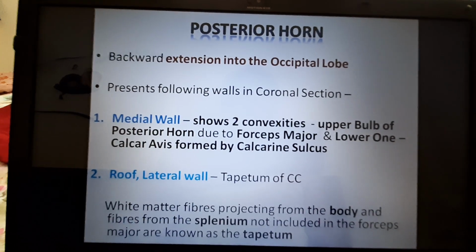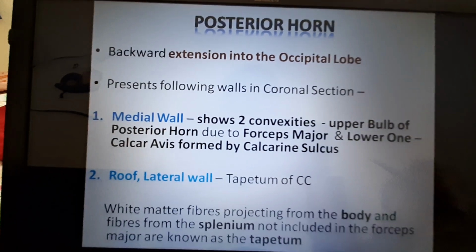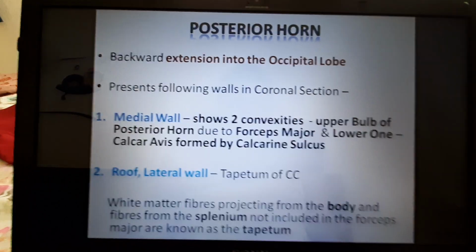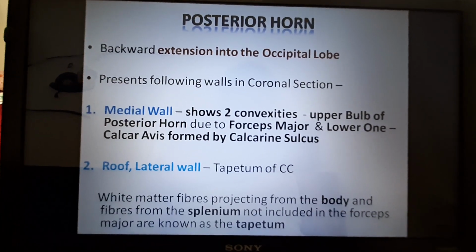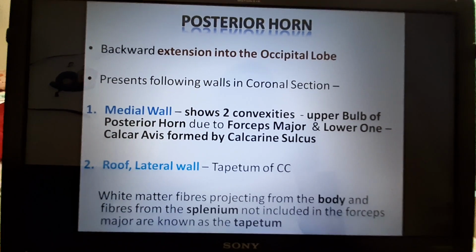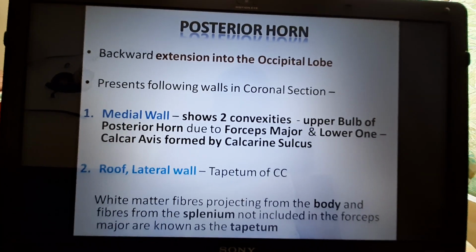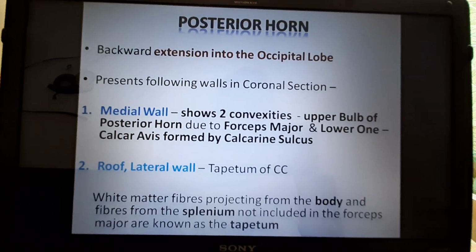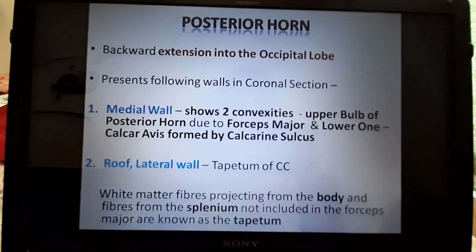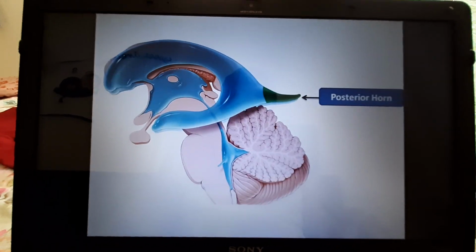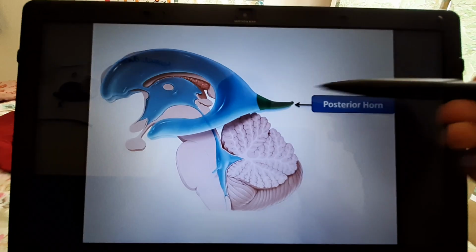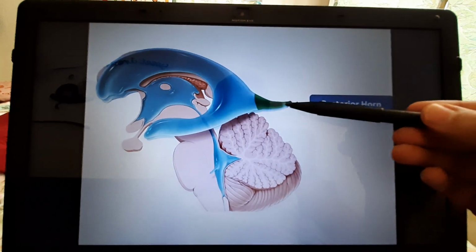The rest of the part, that is the roof and lateral wall, are formed by the tapetum of the corpus callosum. Now what is the tapetum? Basically, the white matter fibers projecting from the body and the fibers from the splenium of the corpus callosum which do not go to the forceps major are called the tapetum. We will look at the tapetum later on. So this is the posterior horn shaded in green.